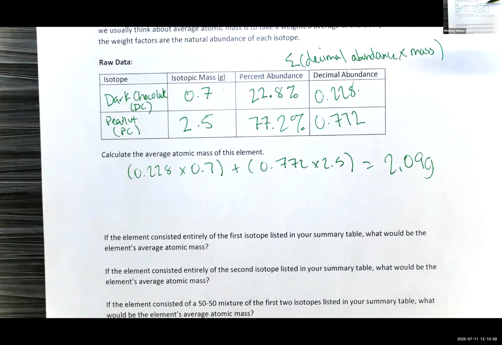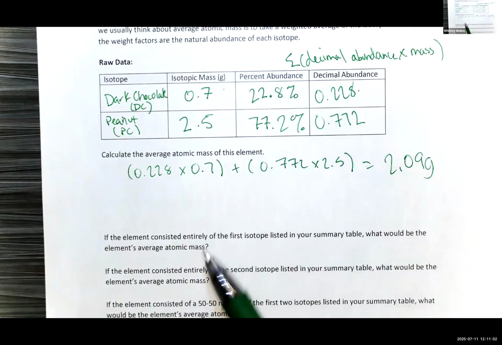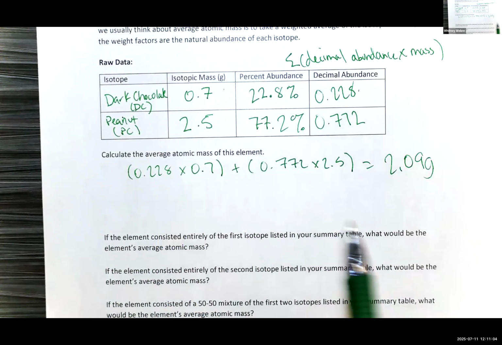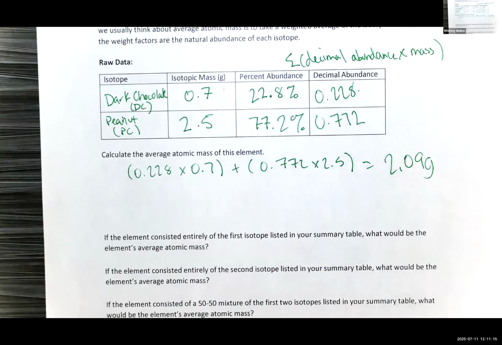So remember that when you set this up, it's a sum. So let's say I had 5 isotopes, it would be the same exact setup, but you just keep adding on the isotopes. Decimal abundance times isotopic mass, decimal abundance times isotopic mass. So it just keeps going depending on how many, which is 2, it's more simple and straightforward.